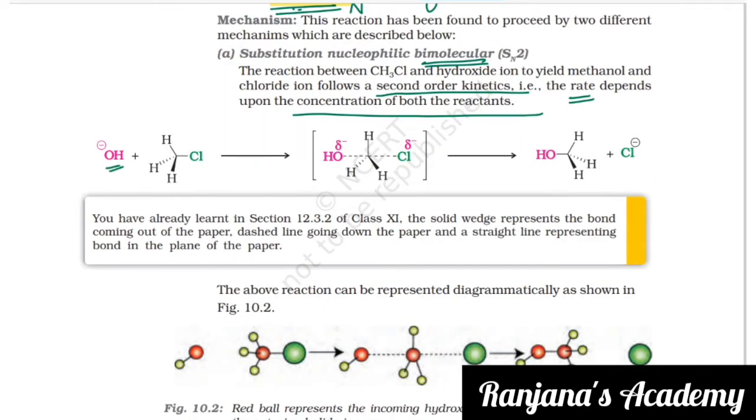See, here you have OH⁻ as one reactant and this is another reactant. When both of them combine, what happens to the rate of the reaction? It depends upon the concentration of both the reactants. That is what is mentioned here. And what is the product you get as a result? This is your product, right?